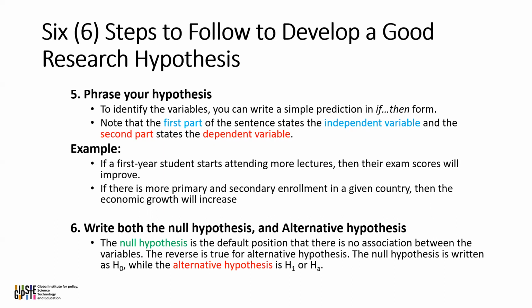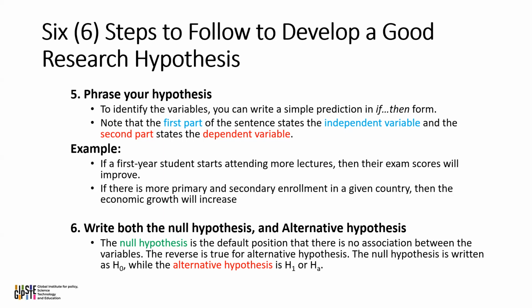Example for how you phrase your hypothesis. 1, if a first-year student starts attending more lectures, then their exam score will improve. That is for the first example. For the second example, we can also say that if there is more primary and secondary enrollment in a given country, then economic growth will increase.